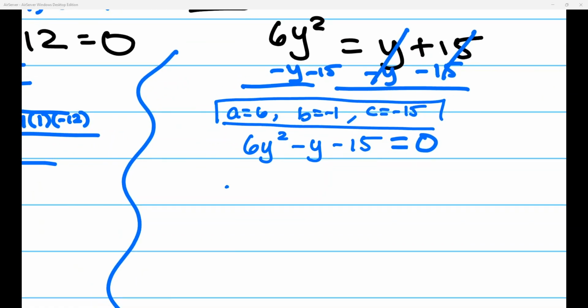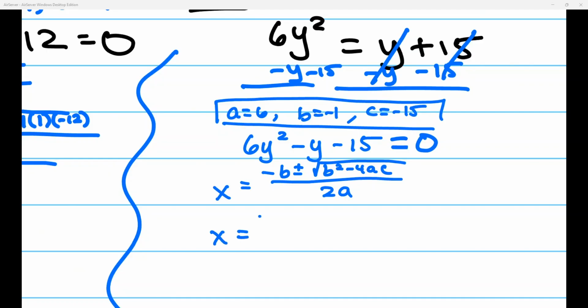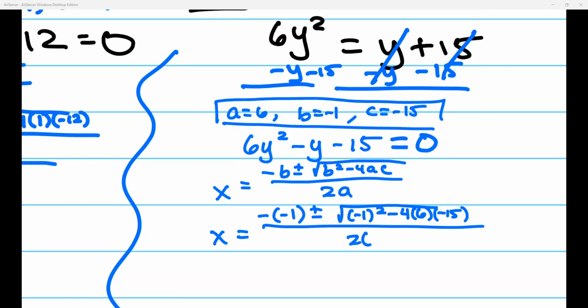So we're going to write the formula. Remember that formula is x equals -b plus or minus the square root of b squared minus 4ac all over 2a. So I get to write that x is equal to negative parentheses, my b value is -1, plus or minus the square root of, remember you write this in parentheses, -1 squared minus 4 times a times c. My a is 6 and my c is -15. All over 2 times a, but this time my a is 6.